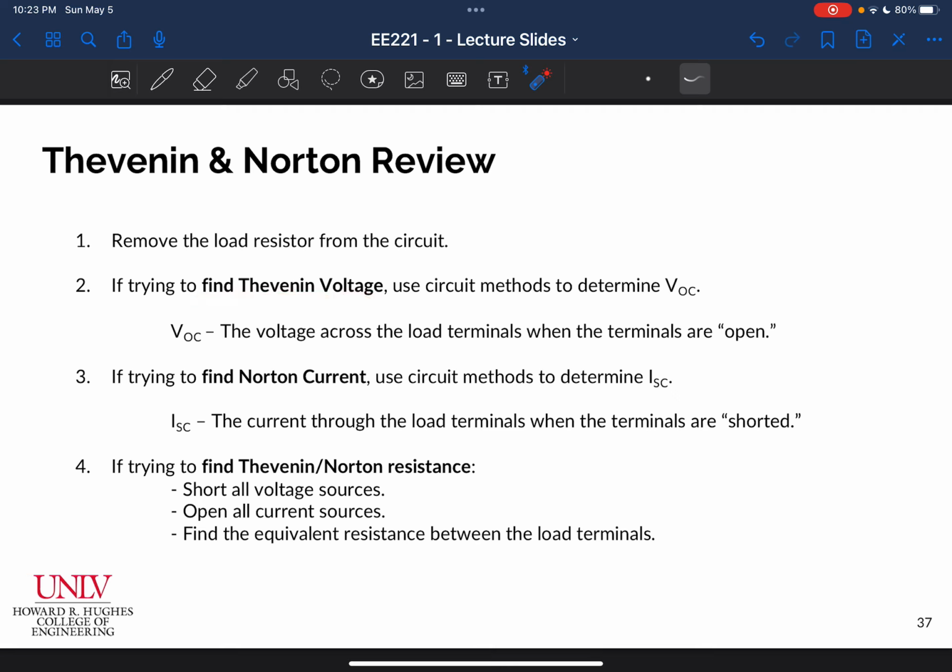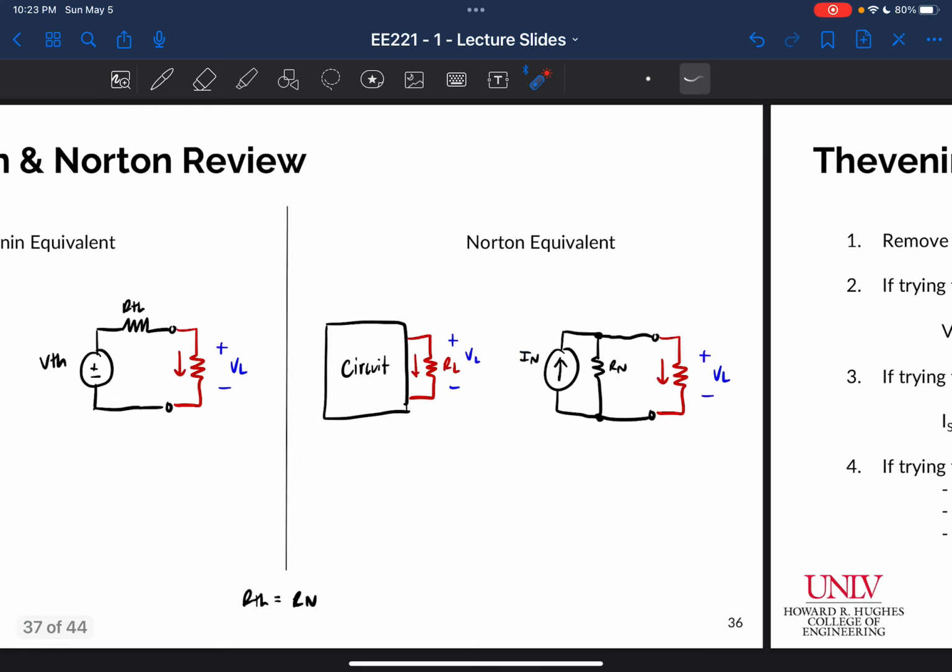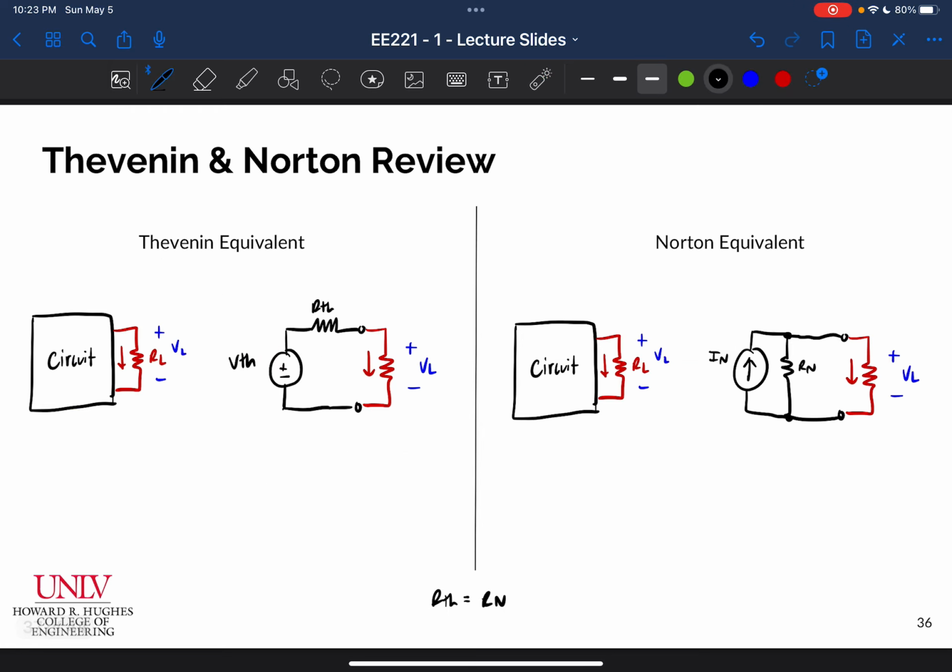Step two is, if we're trying to find the Thevenin voltage, we use circuit methods, anything we can use, nodal or mesh or KVL or KCL, to find the open circuit voltage. And what is the open circuit voltage? It is the voltage across the load terminals when the terminals are open. So in this case, if I have my circuit right here, and I removed my load resistor, right? And I'm trying to measure the voltage here, that is my open circuit voltage, okay?